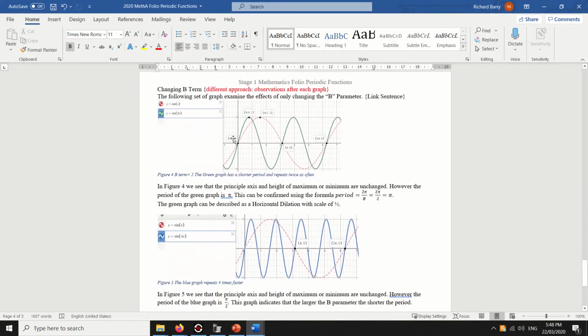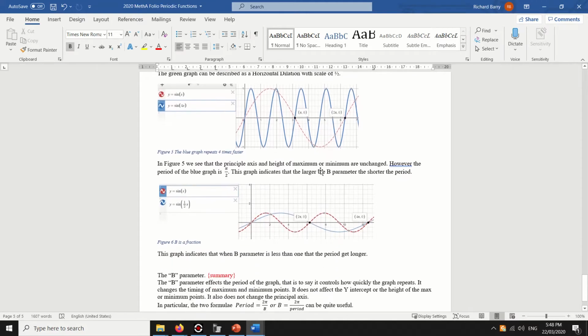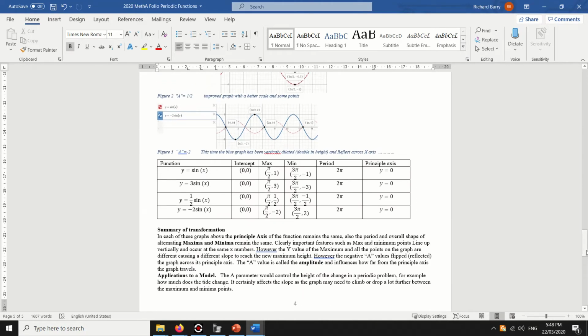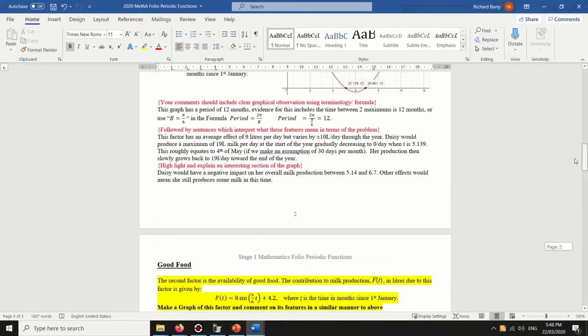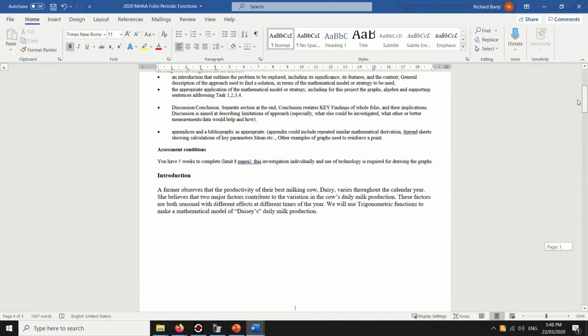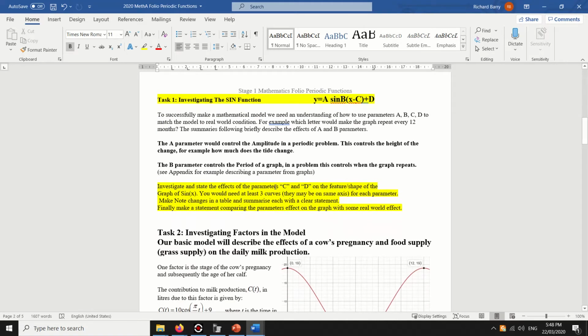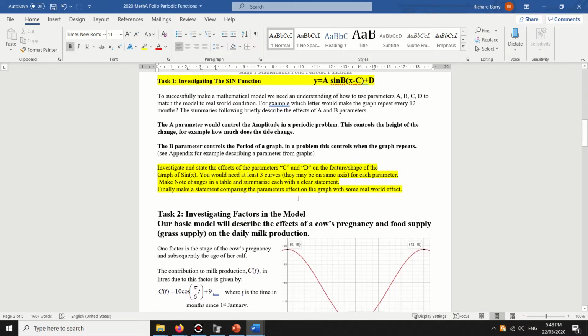Another approach is to do the normal graph, do the changed graph, and make a comment about how it changes directly underneath the graph. That's the approach I've used here. But overall, for students, their first task should be quite straightforward in that they are going to look at the effects of changing the C and D. No more really than a page on each of those.